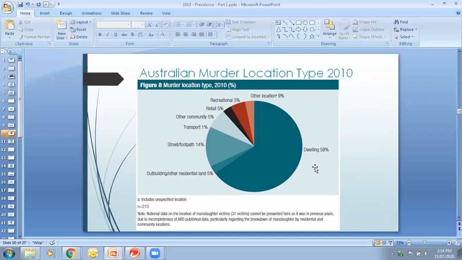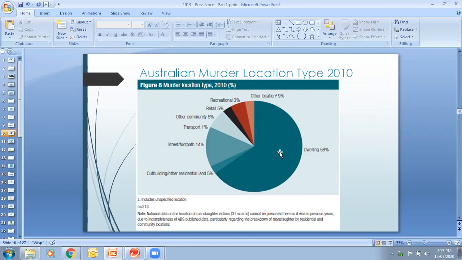Where is the next most common place? Well, out in the street, on the footpath. That would be covering nightclub districts where it happens, outside nightclubs and things like that. So why is the most common place in the home? How can we explain why the most offences when it comes to killing are happening in the home?